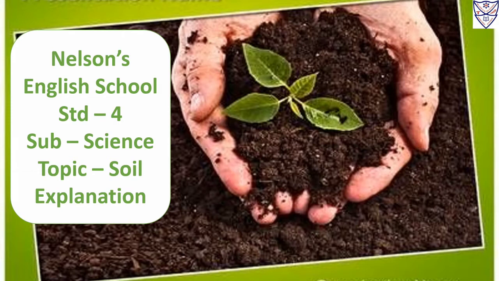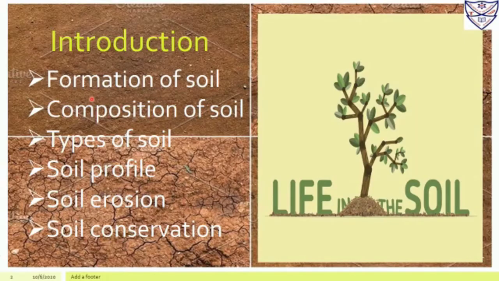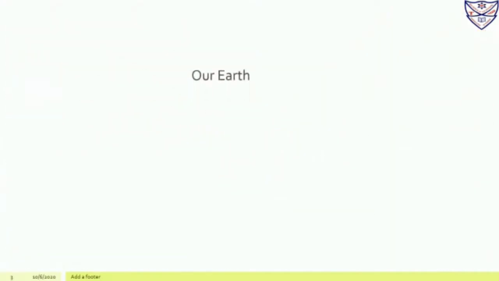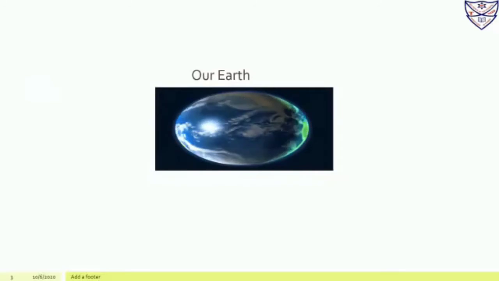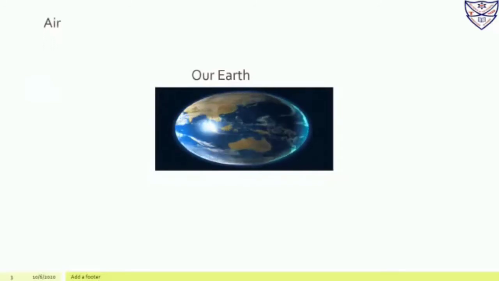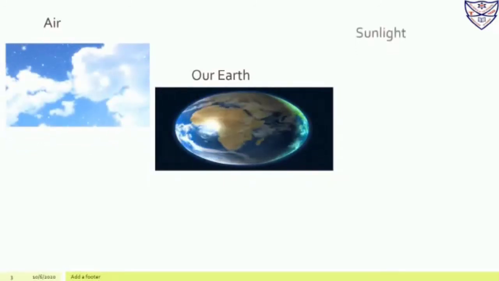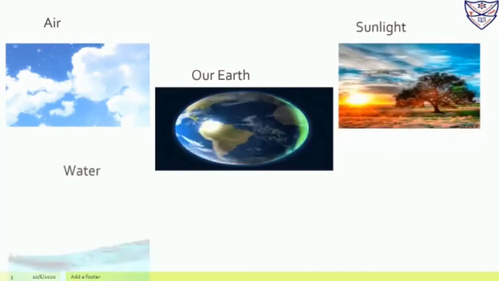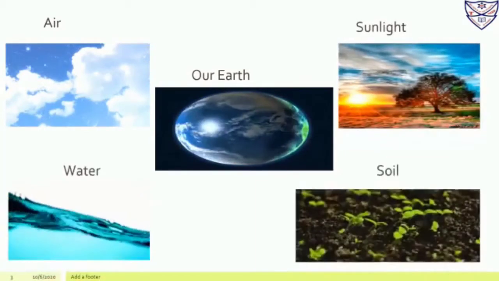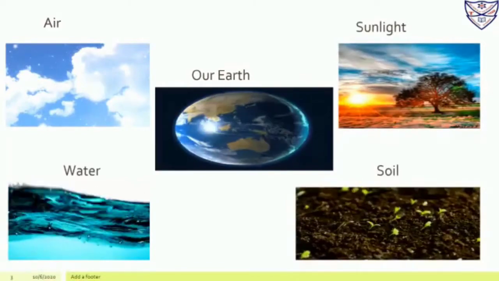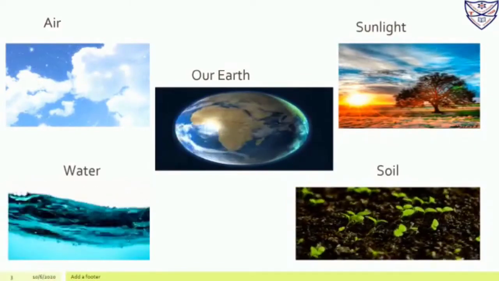Today's topic is soil explanation. So let's start. In this chapter, we will learn about formation of soil, composition of soil, types of soil, soil profile, soil erosion and soil conservation. Now students, our earth is made up of many things: air, water, sunlight and soil. These are all the basic needs that are required to form soil.